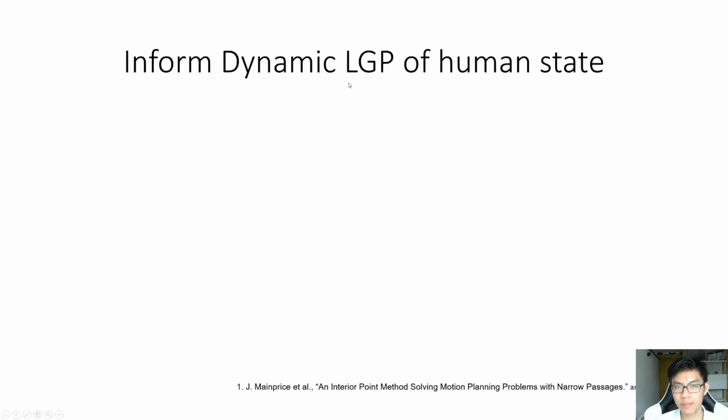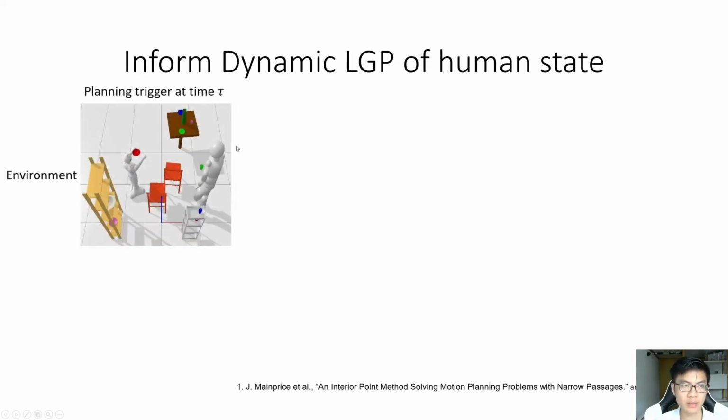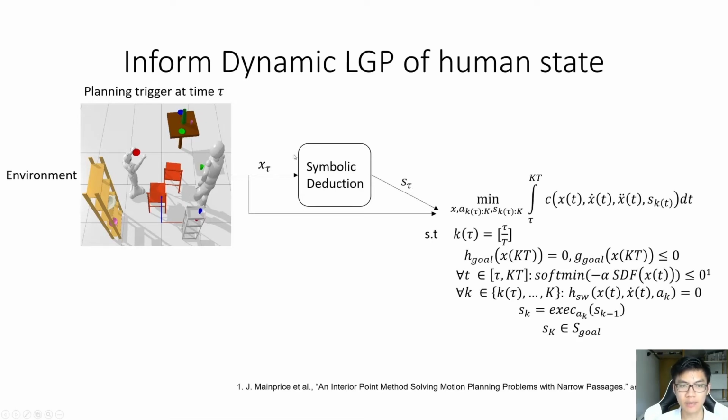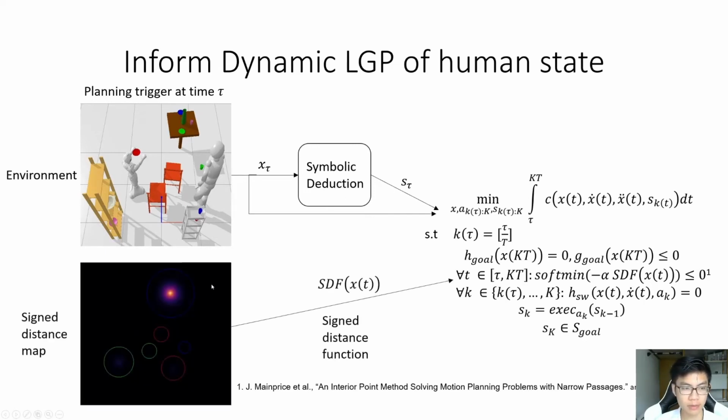So how do we inform the dynamic eligibility of the human state? There are two aspects. Given the trigger planning time at t, we have the environment. Then we derive the symbolic state s_t from the geometric state of the environment, and input the symbolic state and the geometric state to the NLP. At the same time, we compute the signed distance map from the environment. The circle here is the obstacle model, and then we can compute the signed distance functions and forward them to the face constraint given by the soft min functions.